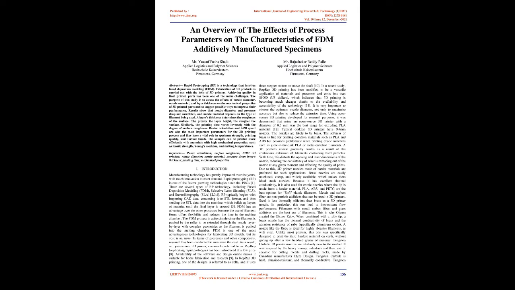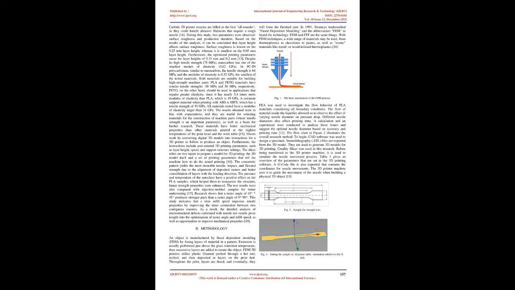In terms of processes and other components, research has been conducted to minimize the cost. As a result, an open-source 3D printer, commonly referred to as RepRap, replicating rapid prototype, has been introduced at a low price. Availability of the software and design online makes it suitable for home fabrication and research. In RepRap 3D printing, one of the designs is referred to as Delta, and it uses 3 stepper motors to move the shaft. In a recent study, RepRap 3D printing has been modified to be a versatile application of materials and processes and costs less than $1,000 US, which indicates that 3D printing is becoming much cheaper thanks to the availability and accessibility of the technology.